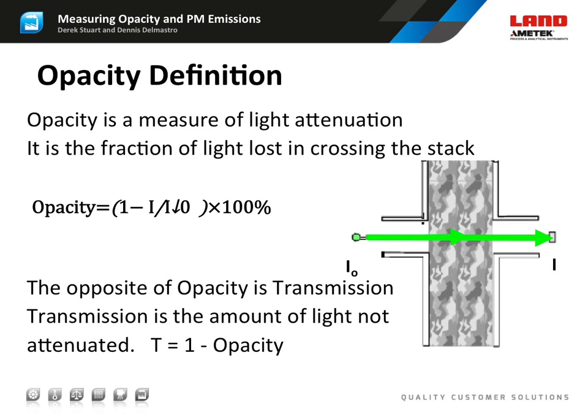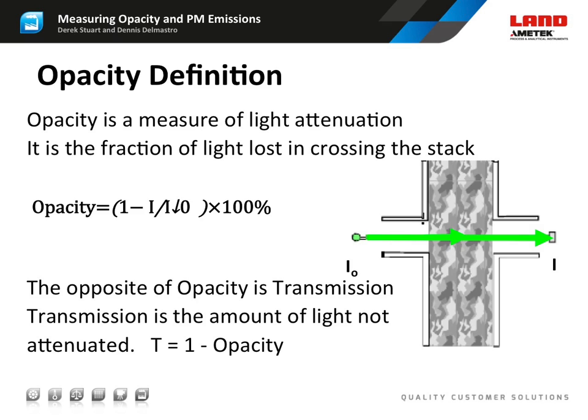Opacity definition. Technically, opacity is the attenuation of energy of an optical light source which is transmitted through the flue gas which has particulate matter entrained. It is a fraction of the light lost in crossing the stack. By definition, opacity is equal to 1 minus I over I0, times 100%. I is the amount of light returning to the detector, whereas I0 is the amount of original light transmitted.